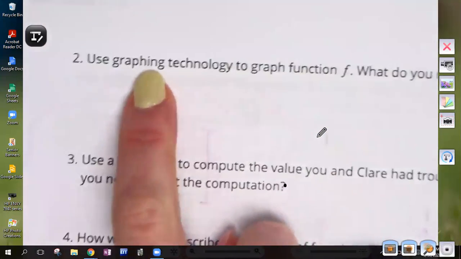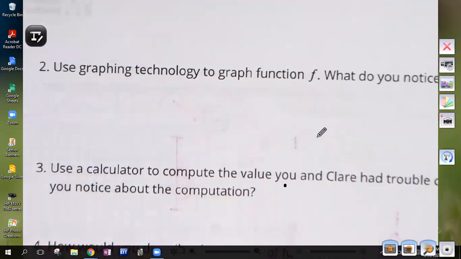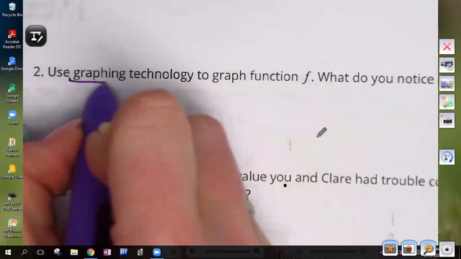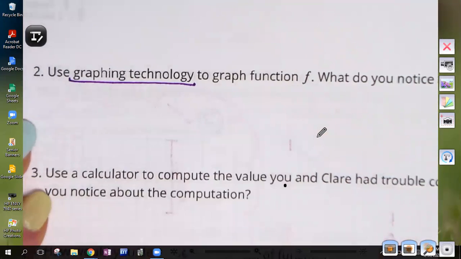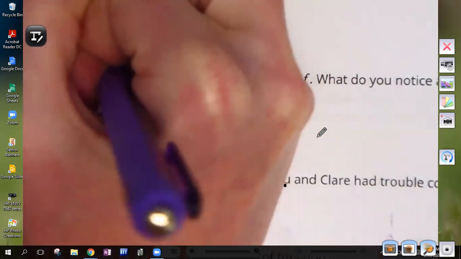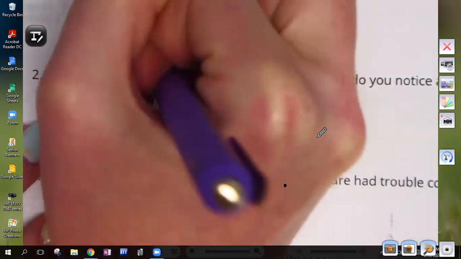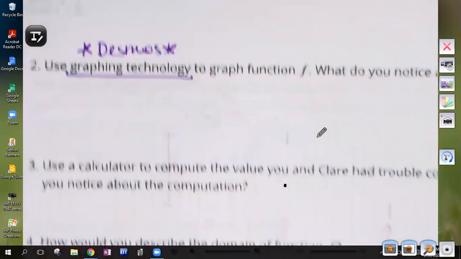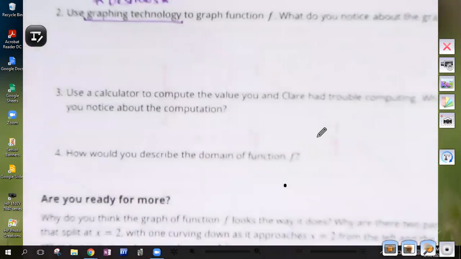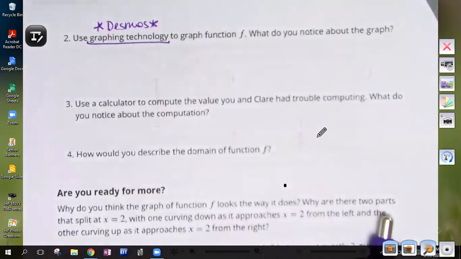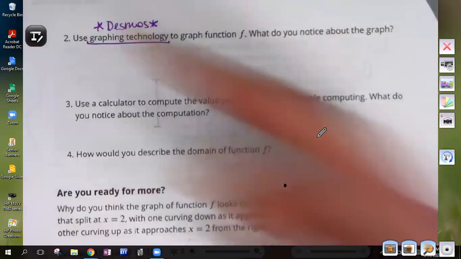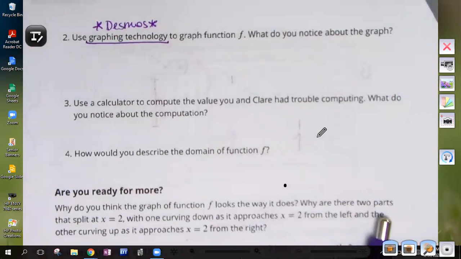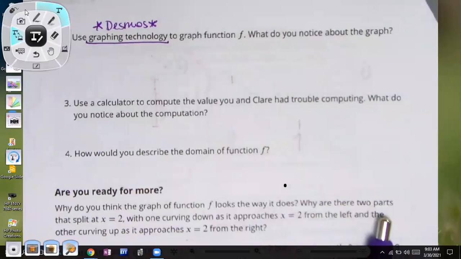Number 2 says use graphing technology to graph function f. Underline graphing technology, okay? We're gonna use Desmos. Y'all don't have to get it out, y'all just watch me. All right, now we're just gonna make some observations. So don't zone out on me. Let me pull it up on my screen.